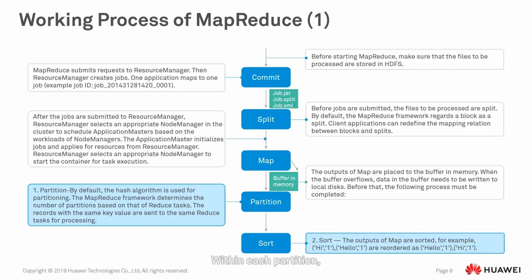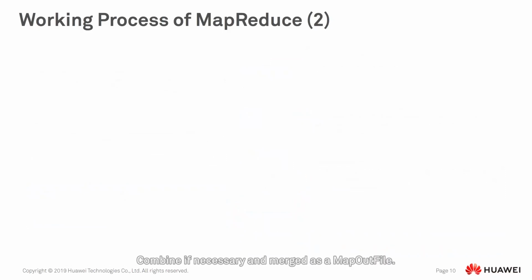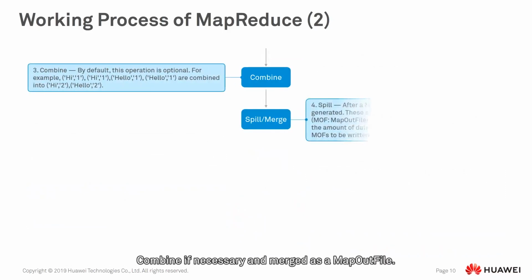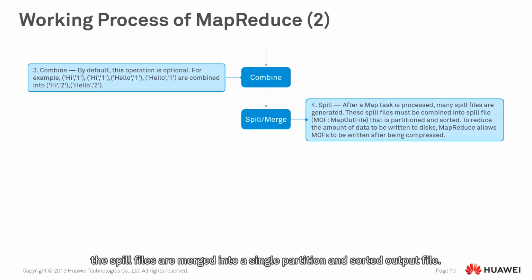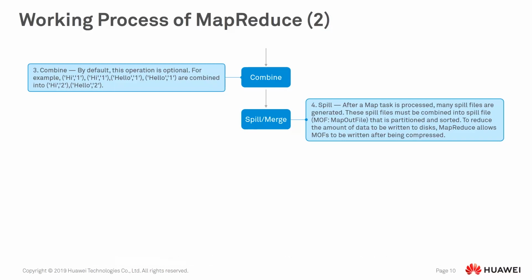Within each partition, map output will be sorted by key, combined if necessary, and merged as a mapout file. Each time the memory buffer reaches the spill threshold, a new spill file is created. So after the map task has written its last output record, there could be several spill files. Before the task is finished, the spill files are merged into a single partitioned and sorted output file. This file is the mapout file.